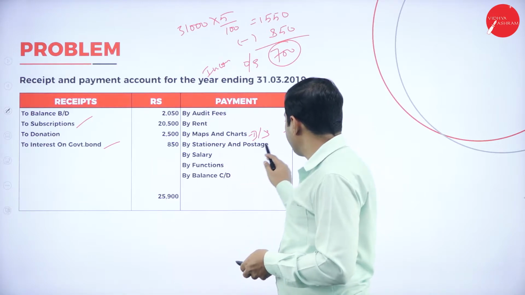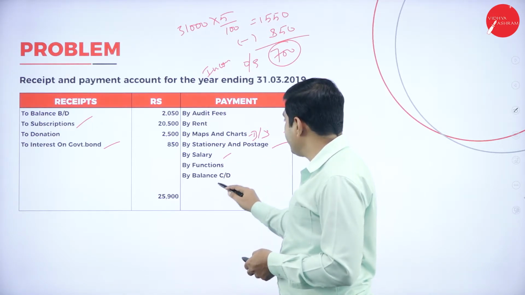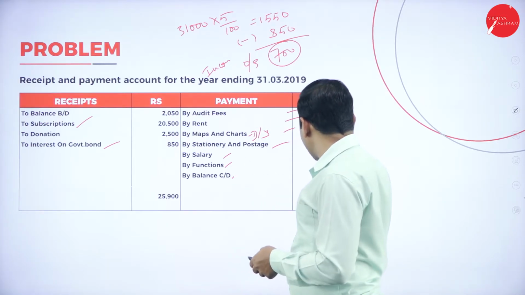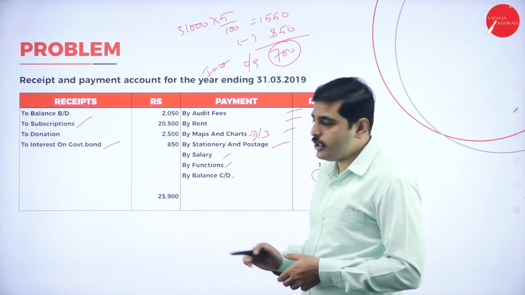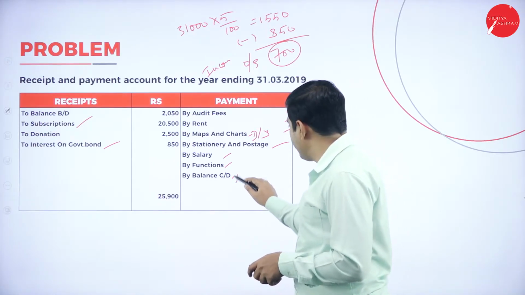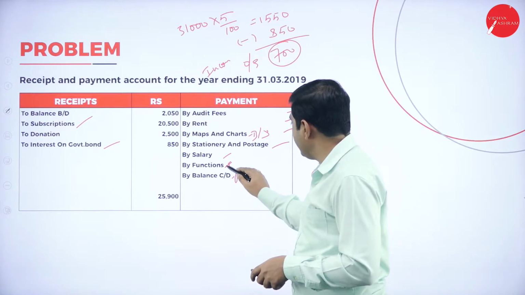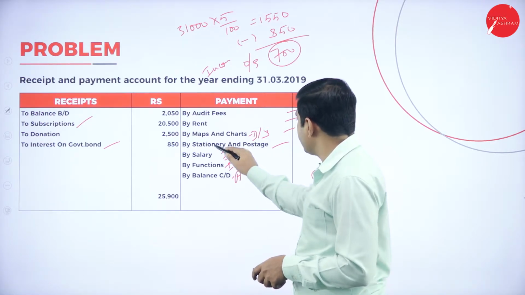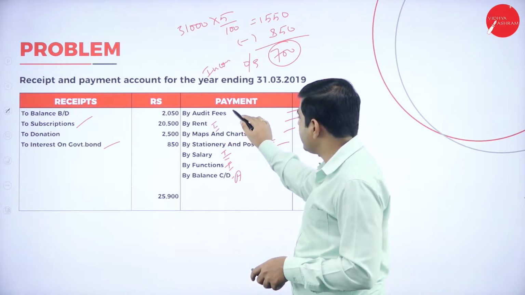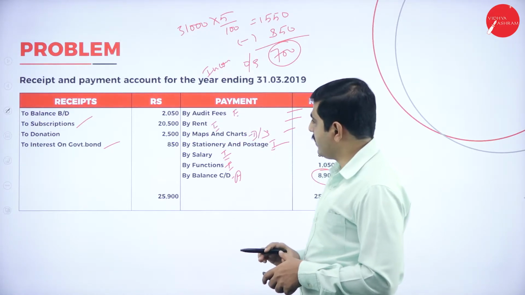Next one, stationery and postage is an expense, salary expenses and function expenses are expenses. The balance carried on is the actual cash balance, so this should be shown as the cash or bank balance on the balance sheet asset side. This is income and expenditure, stationery income and expenditure, balance sheet, income and expenditure, here also income and expenditure.